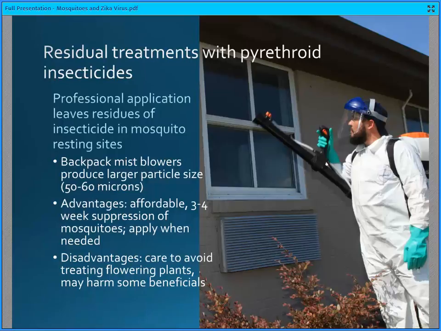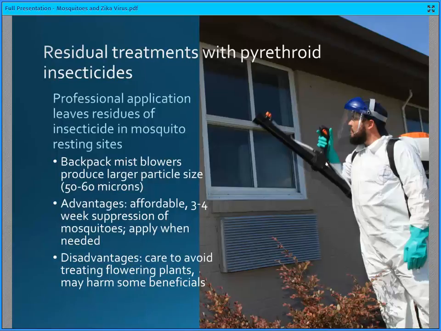Residual treatments are typically done with one of a number of different insecticides that are referred to as pyrethroids. This is a professional application. This is done by a certified pesticide applicator. They can be put out, probably most conveniently, with a backpack mist blower sprayer that you see here, a unit that might cost $600 to $800 or so.